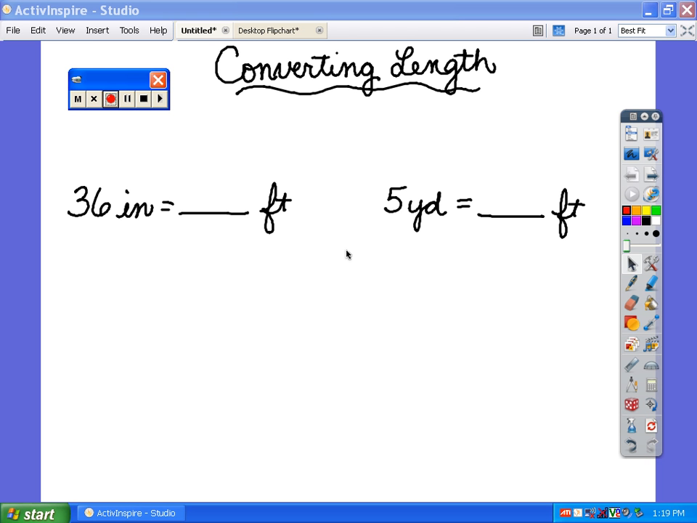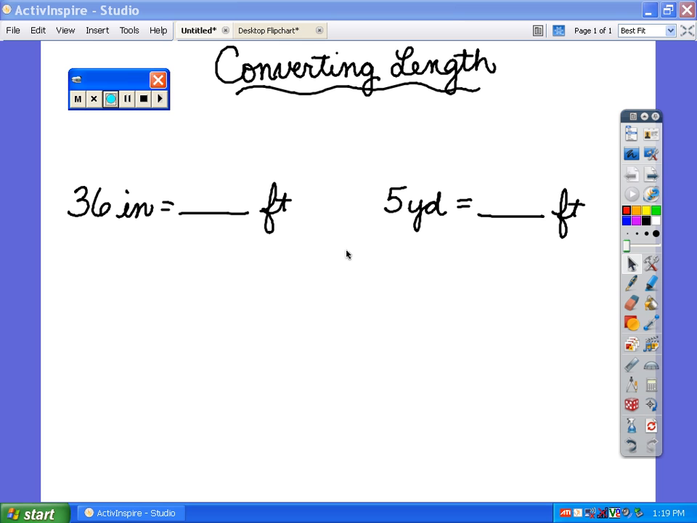12 inches in a foot, 3 feet in a yard, 36 inches in a yard, 1,760 yards, 5,280 feet. They both equal a mile. That's right. And so then the second part that you need to know is how big an inch is, how big a foot is, how big a yard is, and a mile.